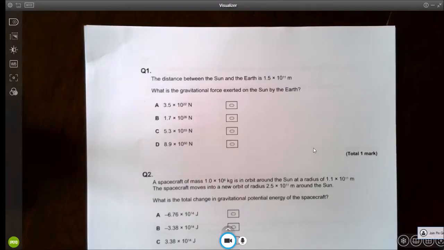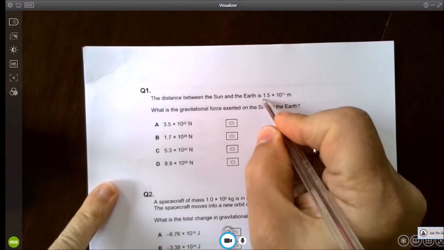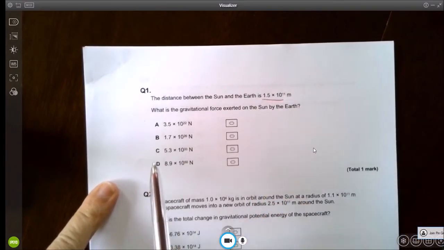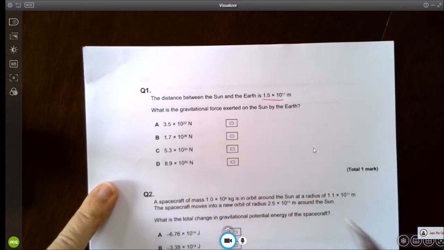Okay folks, this is the go through for the gravitational fields questions. Question 1, so we've got the distance between the Sun and the Earth, 1.5 times 10 to the 11 metres, and we just need to work out the gravitational force exerted by the Sun on the Earth.